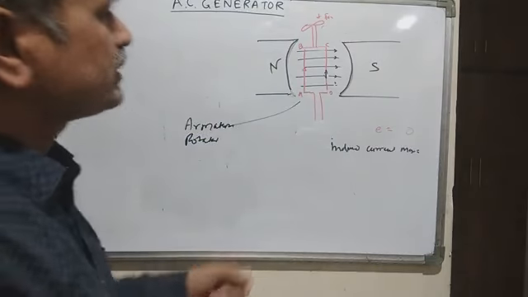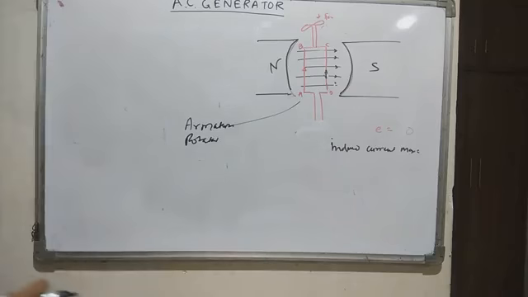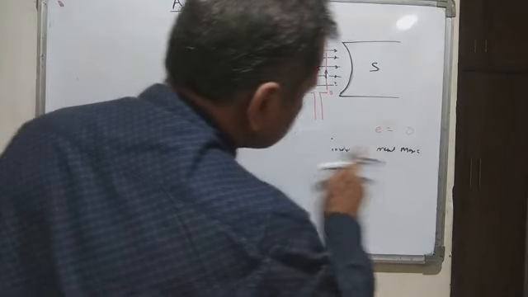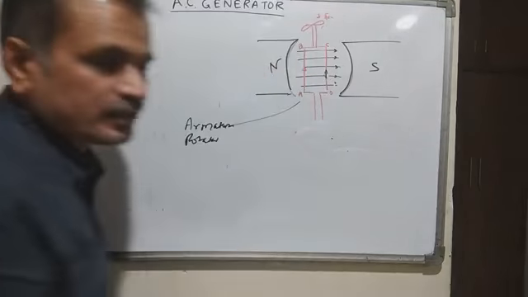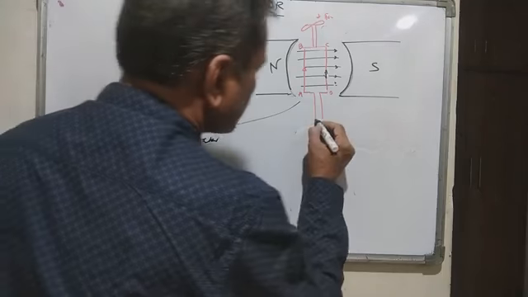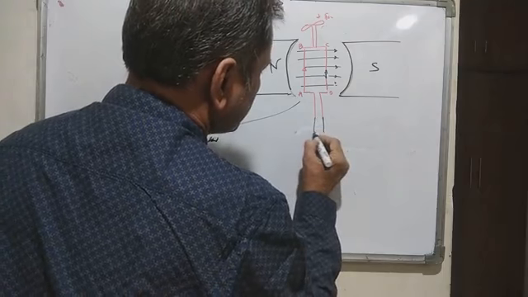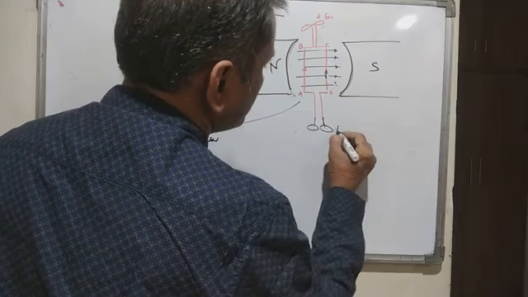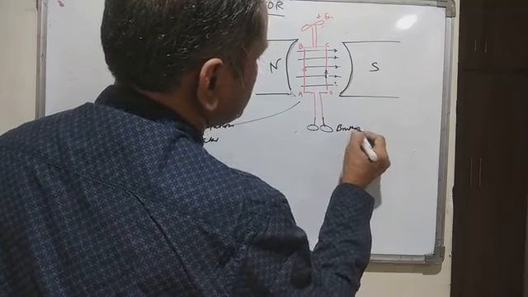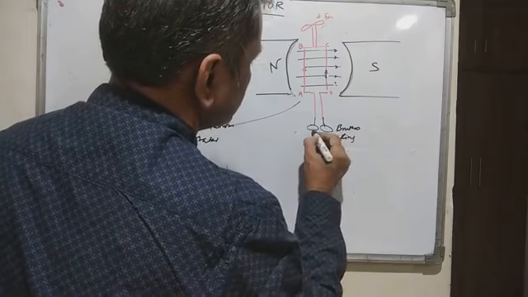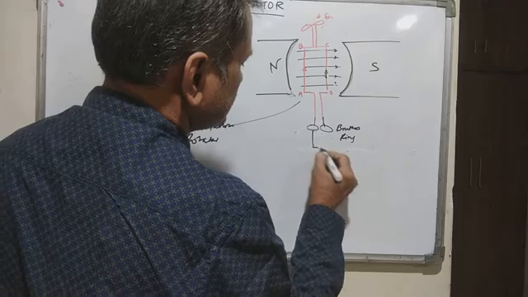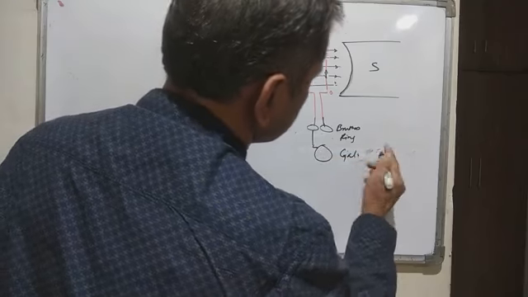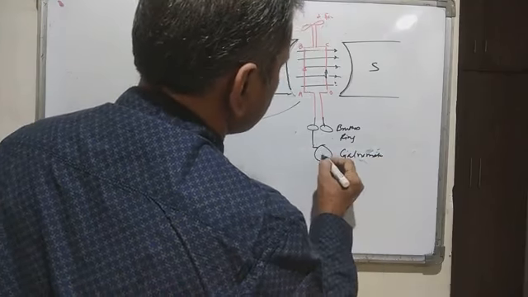Now we know that once the coil starts rotating, there will be generation of current in it. To obtain this current, we have to have some arrangement which is called a commutator. Here there will be a separate arrangement of brushes and rings. And here I will connect the galvanometer.